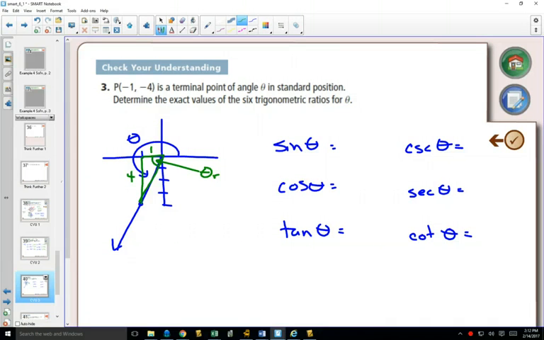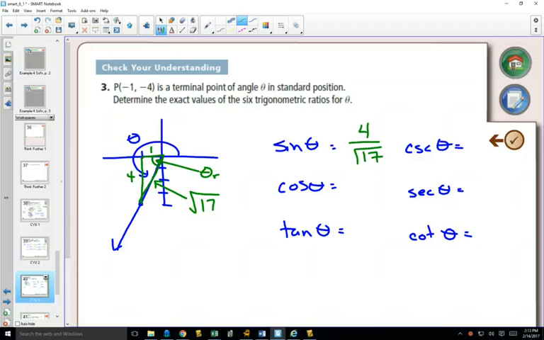How long is the hypotenuse of that triangle? Square root of 17. You will get really good at doing a squared plus b squared equals c squared in your head. 4 squared plus 1 squared is 17. So our hypotenuse is the square root of 17. So on that triangle, can you see that sine of our reference angle, opposite over hypotenuse, would be 4 over root 17?